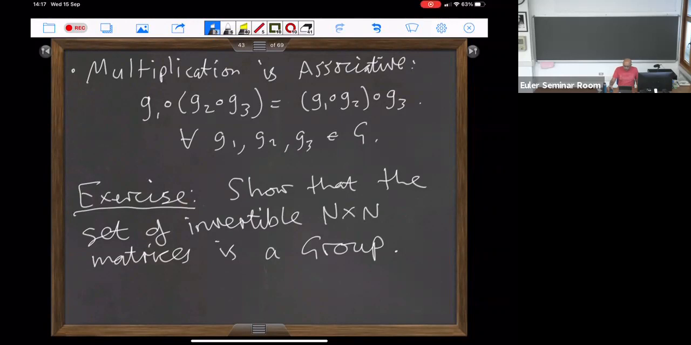And, you know, there do exist examples of spaces which satisfy essentially all of these criteria, except, for example, associativity. And that would not be a group.